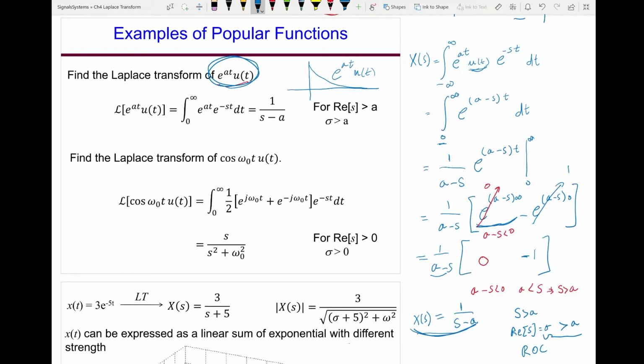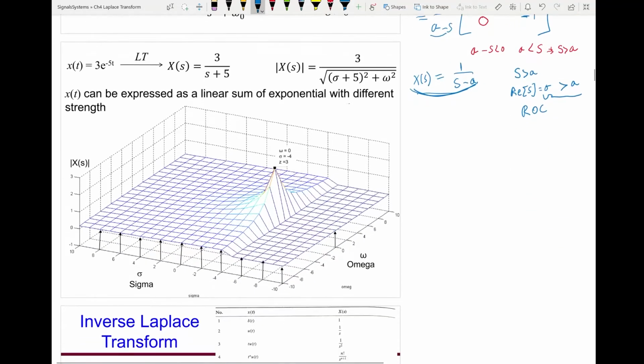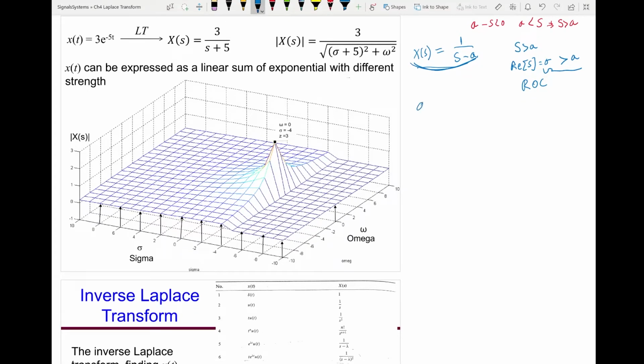And if I try to plot this one, let's see, it's going to look something like this. Here a is minus 5. So the Laplace domain is 3 over s minus a, so minus times minus 5 is plus 5. If I want to find the magnitude of this one, I express this first as 3 over s, which is sigma plus j omega, plus 5, and the magnitude will be 3 over the square root of the real part, which is sigma plus 5, squared, plus the imaginary part squared. So that is the magnitude.